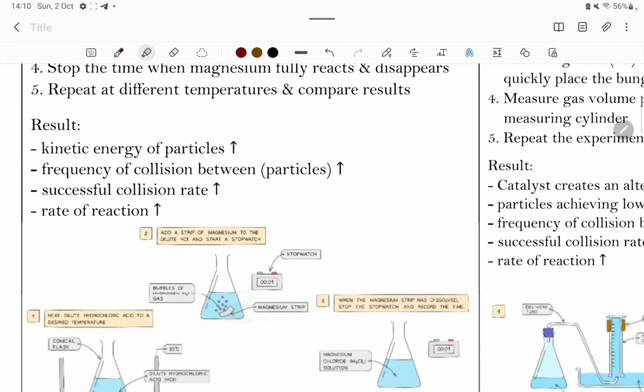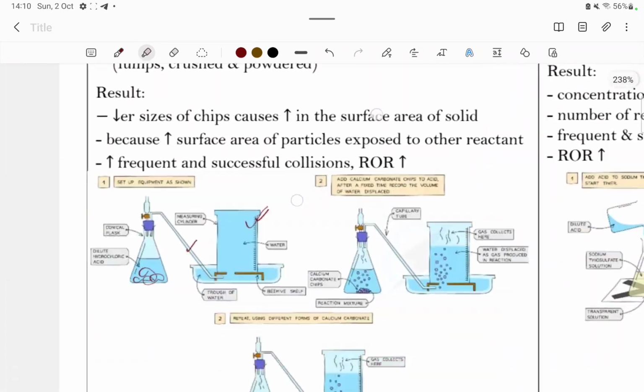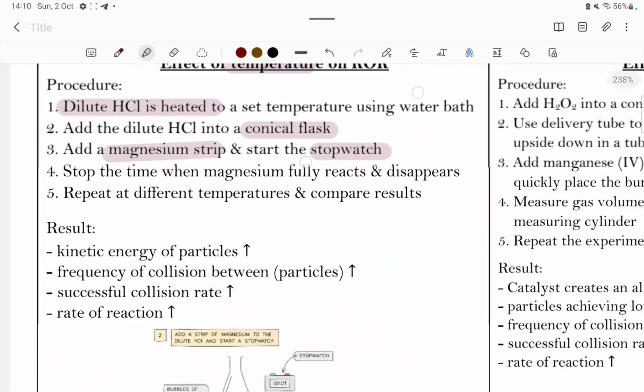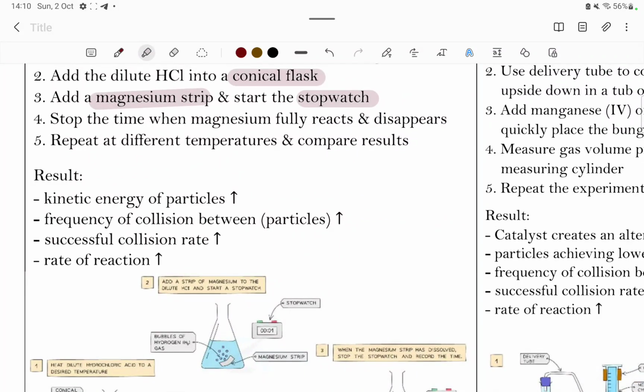So this one follows back the one that I taught you how to explain. When temperature increases, kinetic energy of particles increases, frequency of collision, successful collision rate, and then rate of reaction all increase.